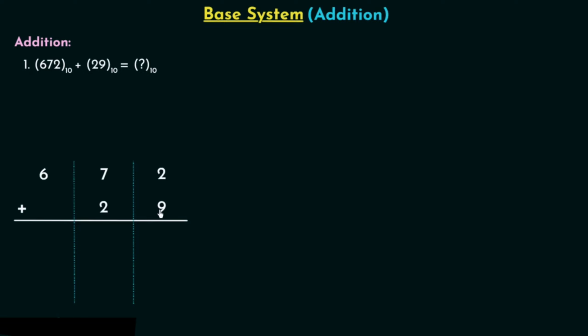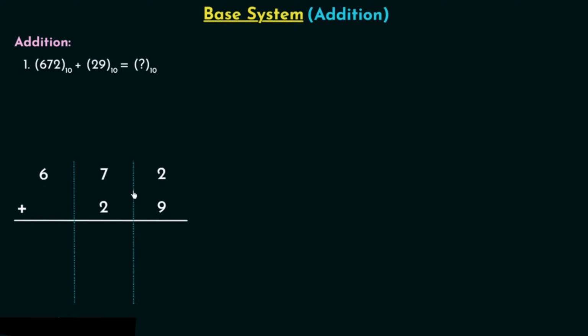Now why have I written 9 below 2 and 2 below 7? There is a reason behind it. We want to write down the digits of the two numbers according to their place values or the index. Now what is this place value and the index of the digits? We'll first talk about the index.